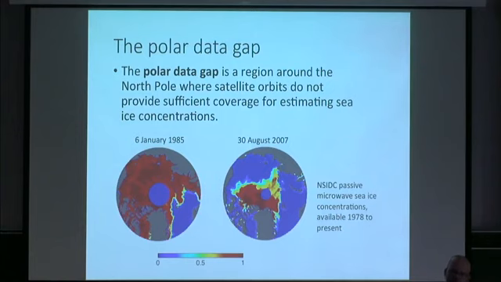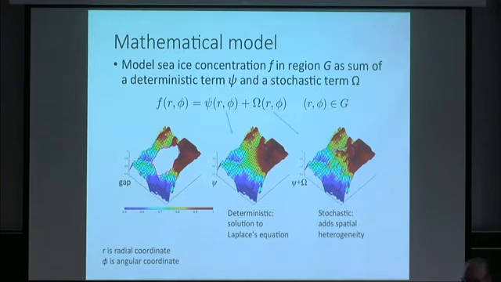So NASA has been in the process of decreasing the size of that hole using satellite technology. What we'd like to think about here today is how we can fill in that hole retrospectively using mathematics. So here's an overview slide of what the model is that I'll go through with you today. We're thinking about the sea ice concentration field F in the region G, which is the polar data gap, as the sum of two functions. The first is a deterministic term psi, and the second is a stochastic term omega.